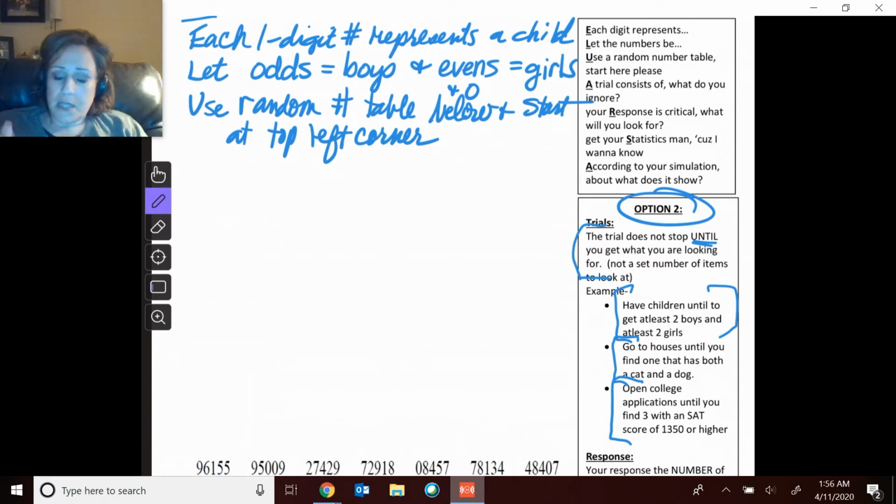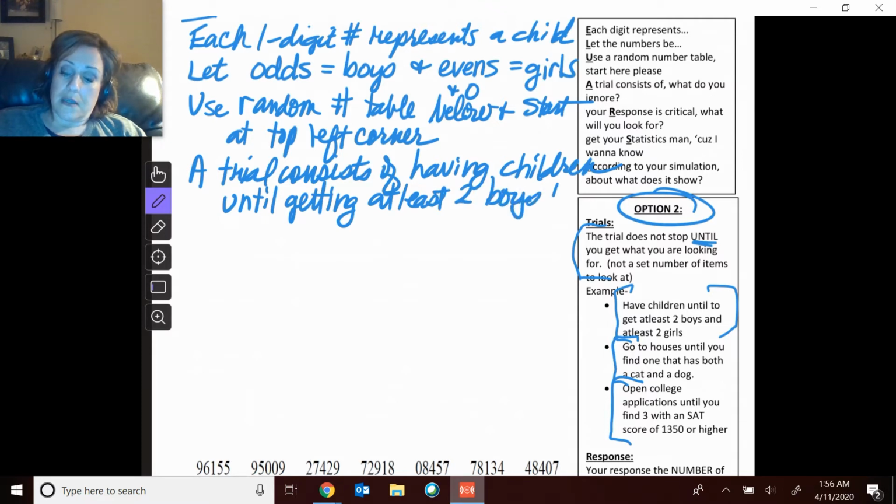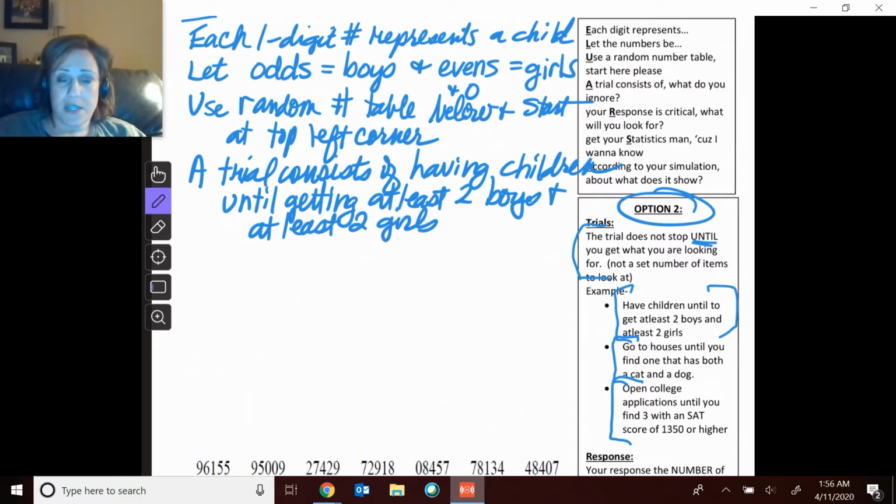All right, so a trial consists of having children until getting at least 2 boys and at least 2 girls. That's the name of this game for this couple.